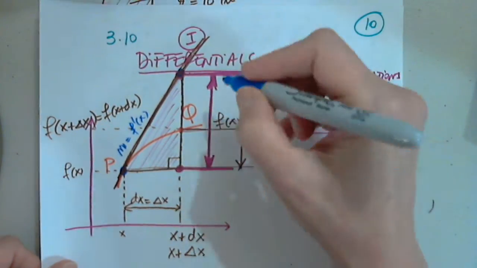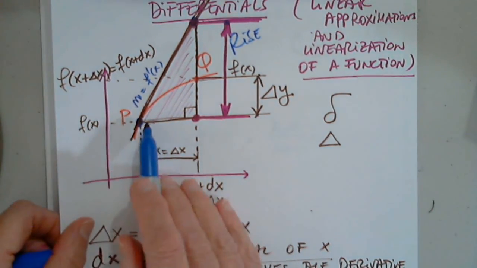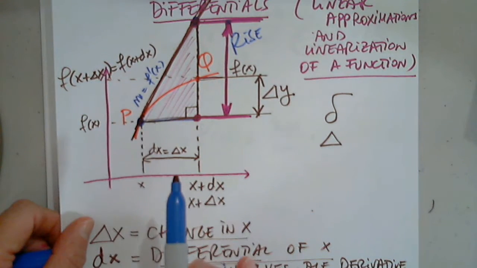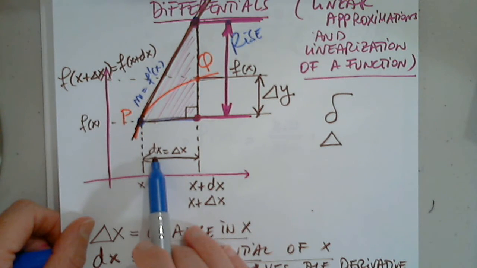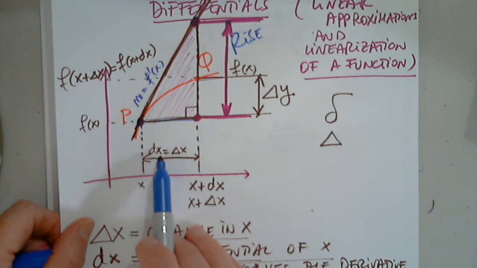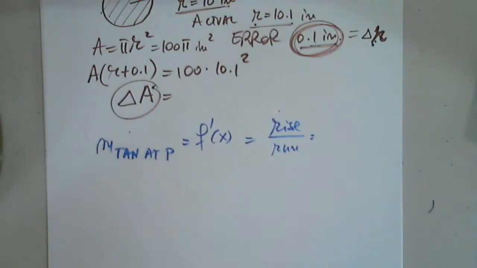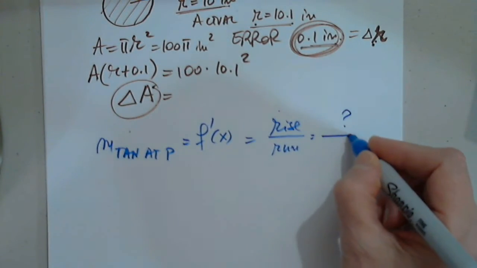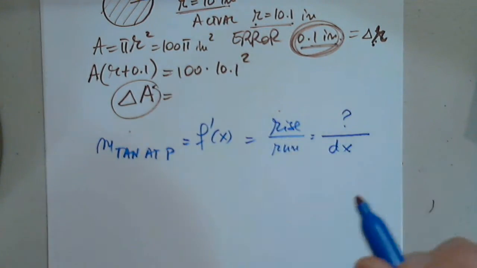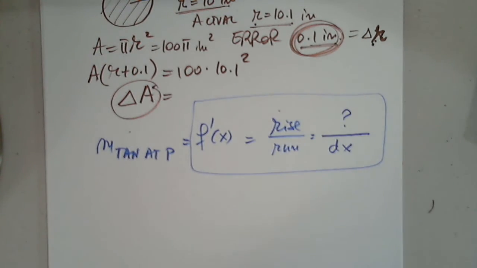I don't know what the rise is. This is the rise. But I know the run. What is the run? X plus dx. Oh, it's just dx. That's it. So I don't know what the rise is, but the run is dx. And now look at this and say, of course I know what the rise is, and I will put it in.